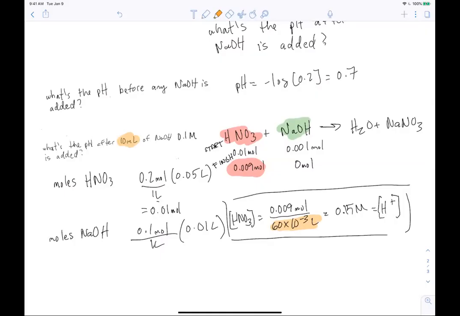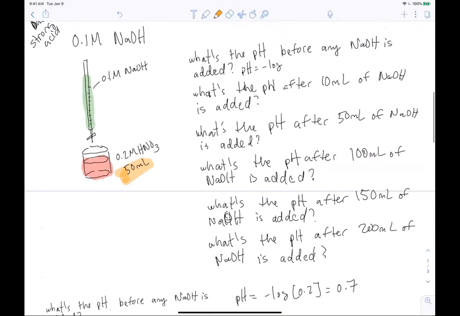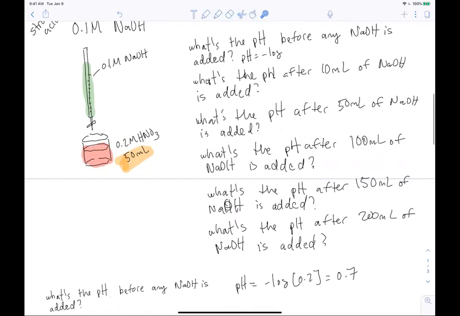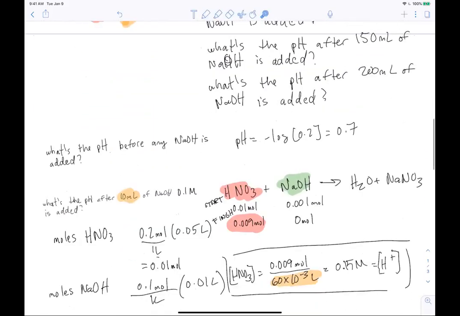If you go back and look at your experimental setup, every time I add in base here, I'm changing the volume of what's inside this beaker. And since I'm changing the volume, no matter what problem I'm asking here, I have to account for that in my concentration. So not only is the pH changing because I'm neutralizing some of my acid, which is the obvious thing, but I'm also changing the volume, and that will also change the pH.